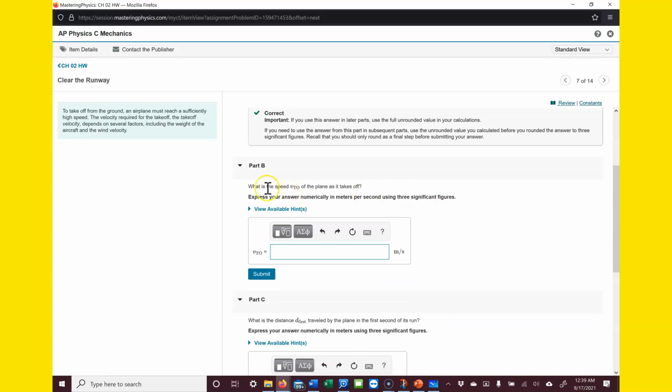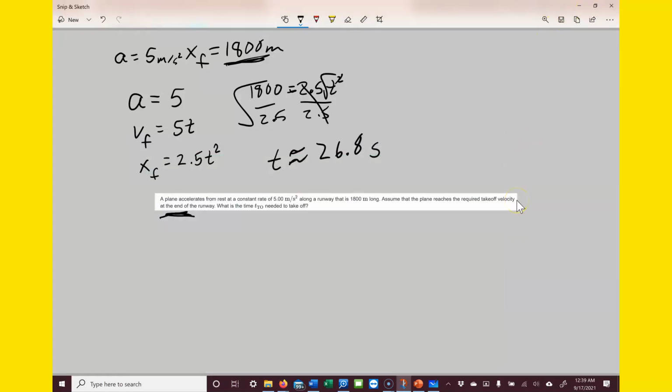Okay. Part B, what is the speed of the plane as it takes off? Well, that shouldn't be too hard because we've already got the velocity equation that we need, and we know the time. v_f equals 5 times 26.8. Maybe I should use a few more digits, 26.8328, and only round at the end.